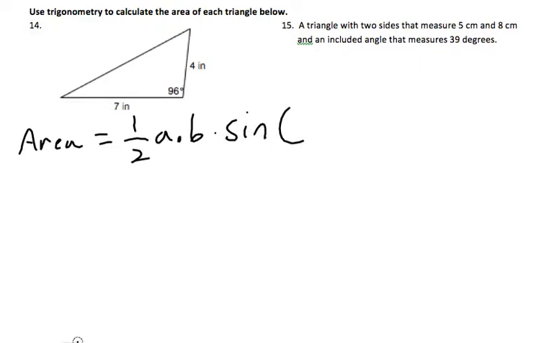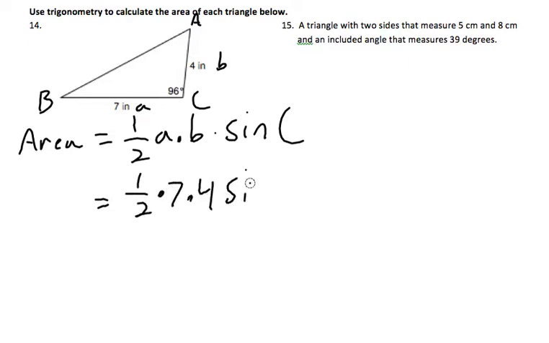In this particular problem, if we called this A, B, C, then this is our little a value, this is our little b value, and then this is our big C. So we're just going to plug these two sides in for a and b, and then big C is 96 degrees.